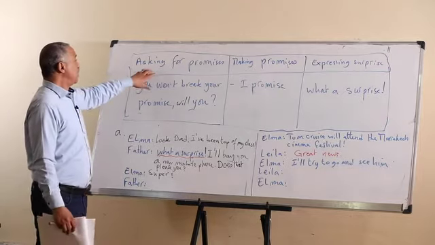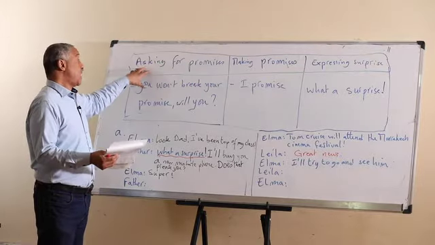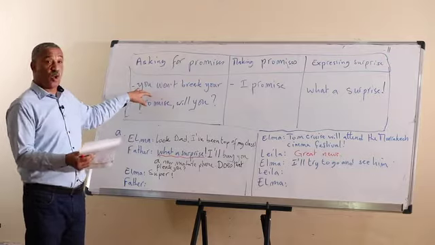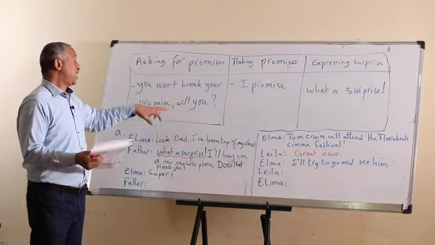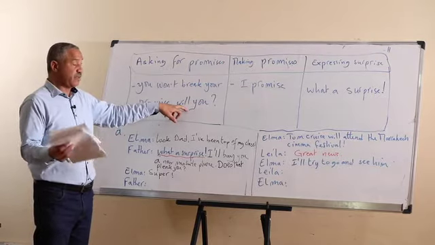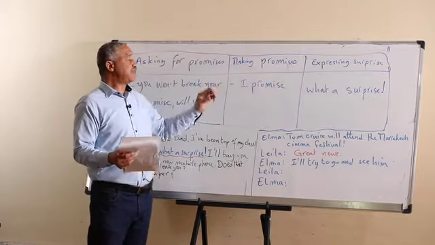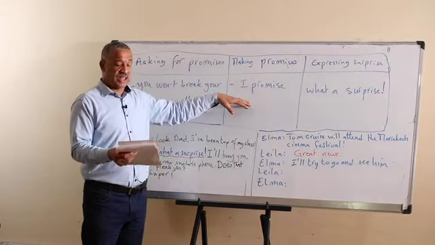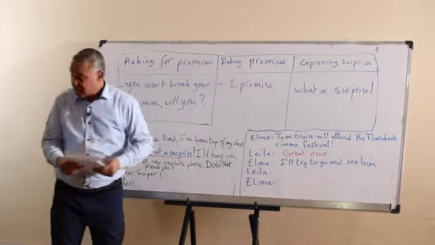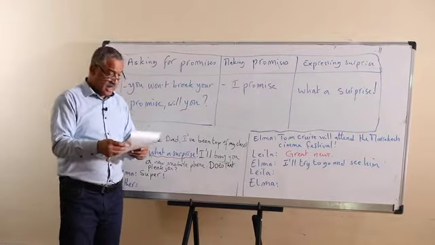Okay, now let's go on with the chart in which we answer the questions of the text. We have to fill it with the expressions that appear in the text, used to ask for a promise, and we have got one, which is you won't break your promise, will you? And you can notice that in the conversation that you have in front of you. And then one expression is used to make a promise, which is I promise.